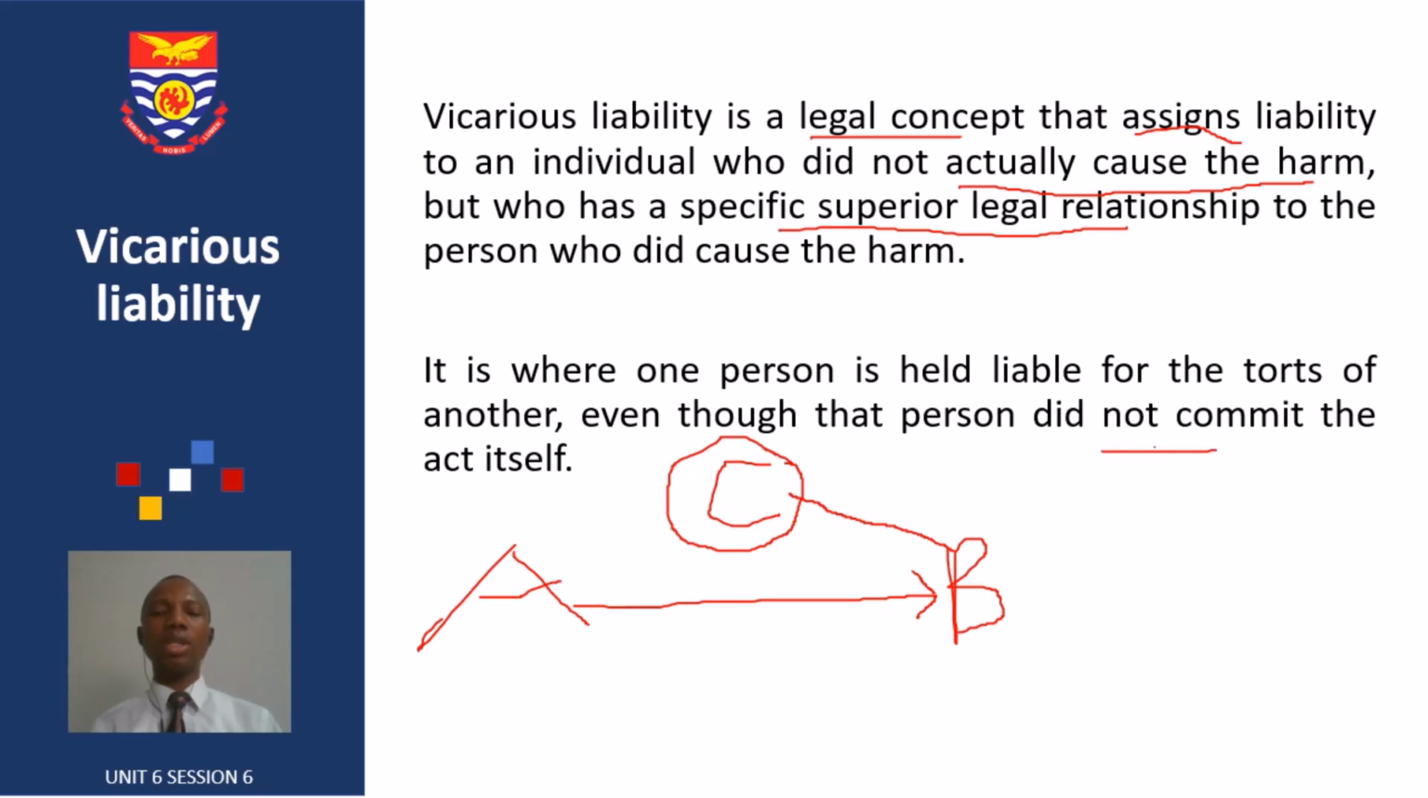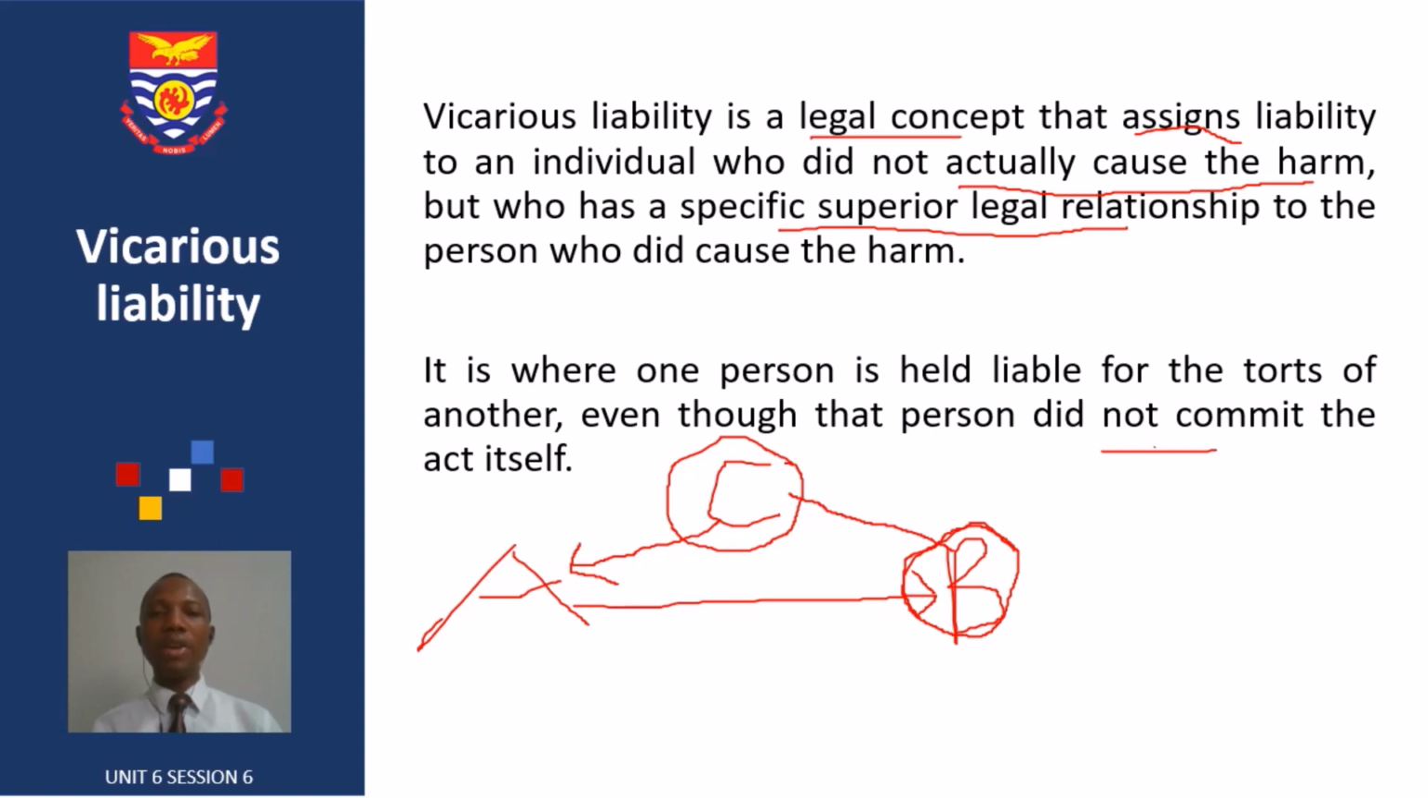Now, C will hold A responsible under vicarious liability because B was working in or performing the authorized work of his boss, who is A. So under the principle of vicarious liability, C will sue A. The reason is that he who appoints another person to do an act, a specific act, is presumed to be the person doing it.